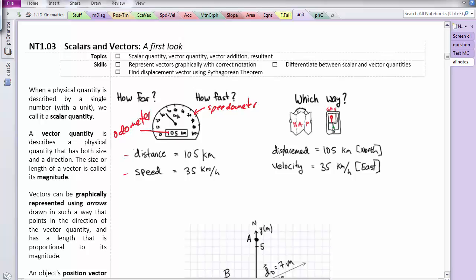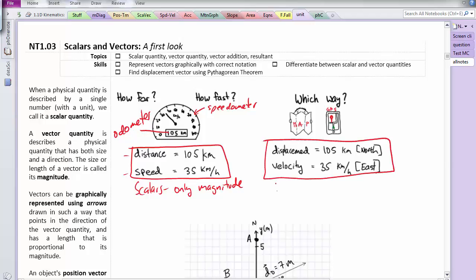All of these have just magnitude, meaning they have some kind of value. So these are scalars, and they have only magnitude. Now, another set of quantities are those that have a magnitude and a direction. This is what we call vector quantities. So vectors have magnitude and direction. For example, velocity is 35 kilometers per hour east.